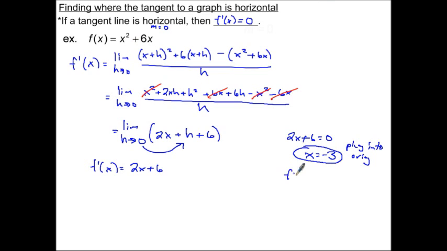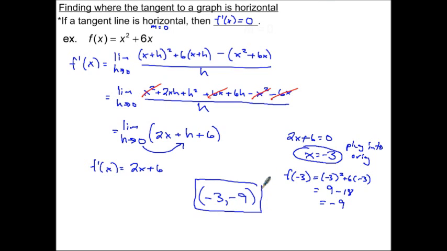So the original function evaluated at negative 3 gives me negative 3 squared plus 6 times negative 3. And that works out to be 9 minus 18, or better yet, negative 9. So the final answer to this problem is negative 3, negative 9. So at that point, a tangent line to this particular curve would end up being horizontal.